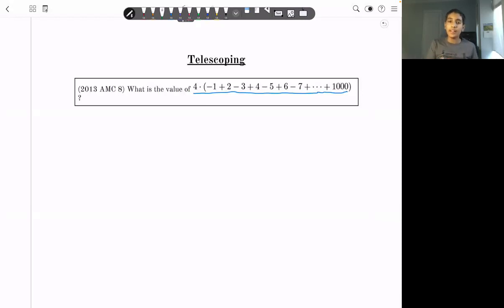So just a lot of terms cancel and we're left with something nice. There's almost no way we can actually add and subtract all these numbers. So before we try that, let's see if we can cancel some terms out. So we can rewrite this as 4 times 2 minus 1 plus 4 minus 3.